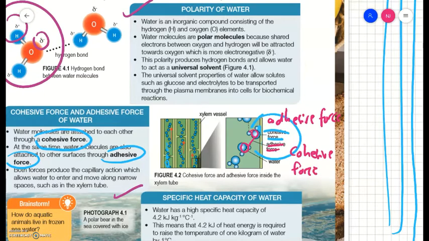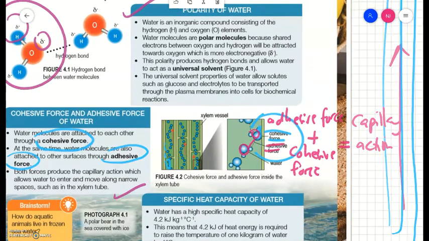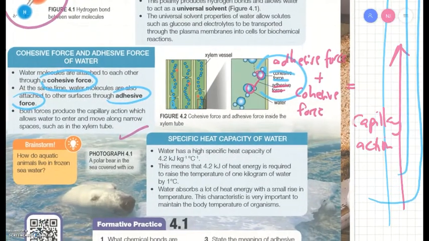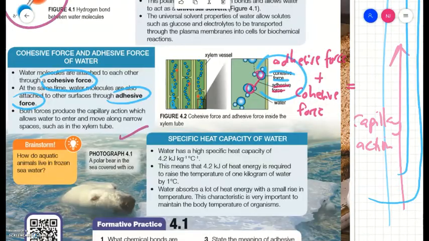So adhesive force combined with cohesive force will create a capillary action. So when there is capillary action, the water can move upward. Why does the water need to move upward? Because the water is needed at the leaves where photosynthesis happens. Okay, the next one, perhaps this is the last of the water properties in our syllabus.